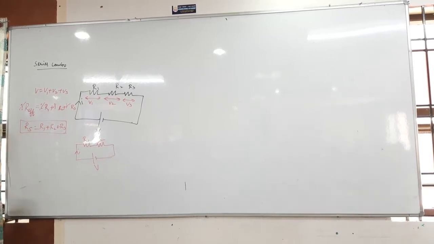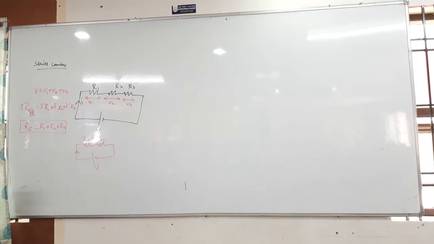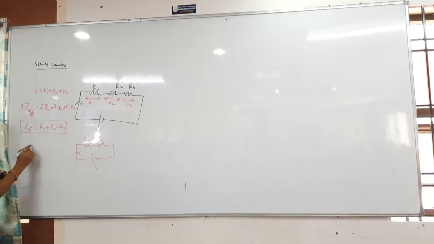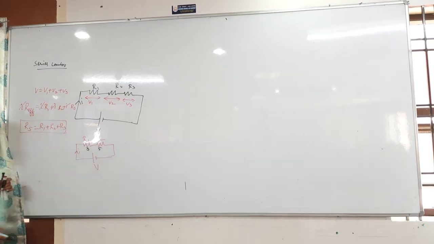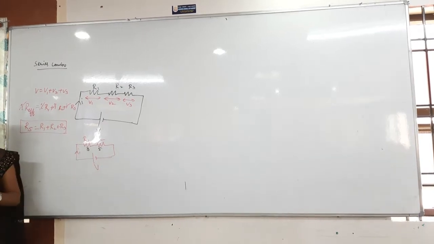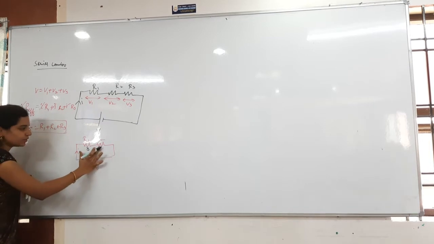Let's check. First of all, I am talking about the R1 resistor, only the individual resistor. In some problems they will ask like this: 3 and 5 ohms are given, what is the current flowing in 3 ohms? Like that they will ask. That is important here.